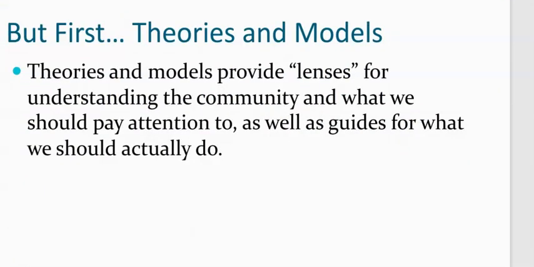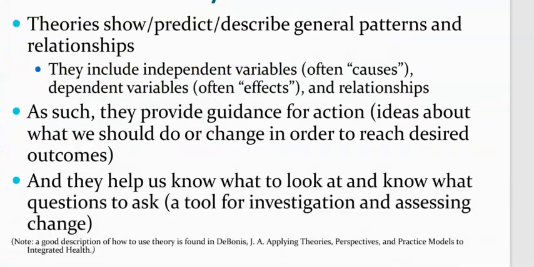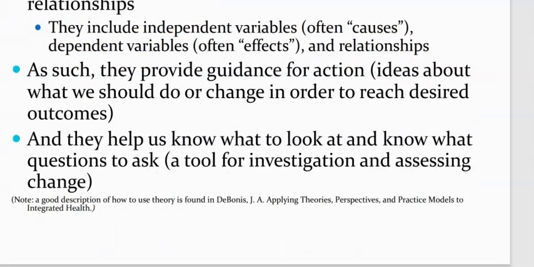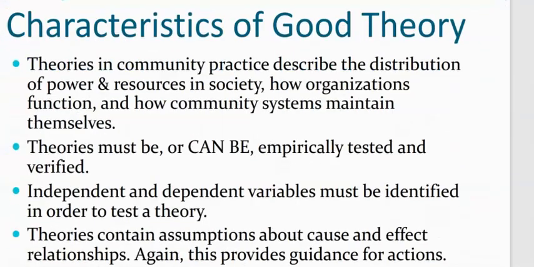But first, theories and models. Theories and models provide lenses for understanding the community and what we should pay attention to, as well as guides for what we should actually do. What is the role of theory? Theories show, predict, and describe general patterns and relationships. As such, they provide guidance for action, and they help us know what to look at and what questions to ask. What are the characteristics of a good theory?